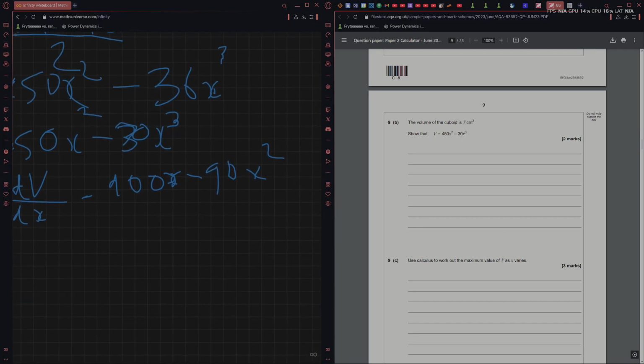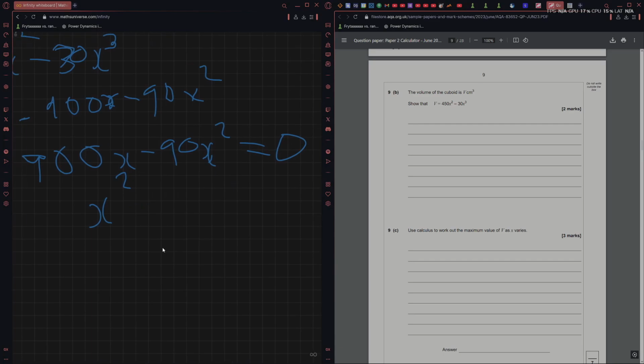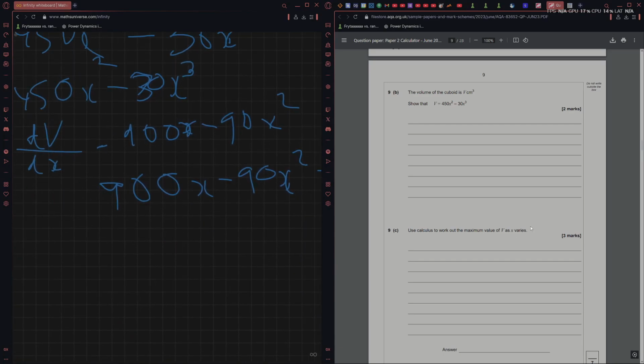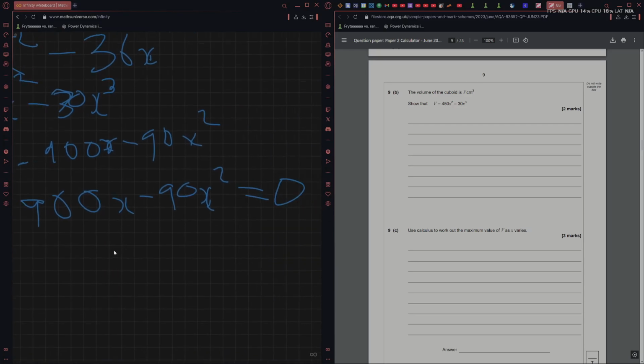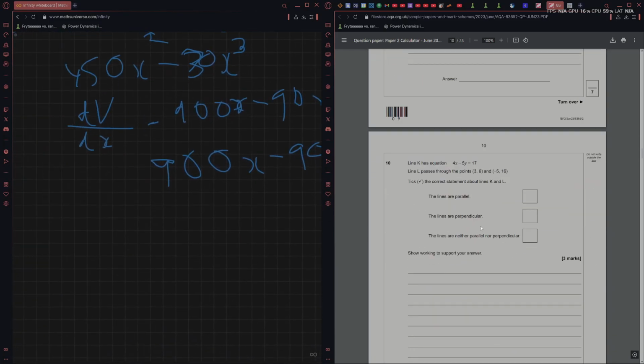Work out the maximum value of V as x varies. Right, I'm going to be completely honest, I have not done this in class, I have no clue what I'm doing here. But I know you have to find the derivative, so that's 2 marks. But the last mark is just, I don't know what you're supposed to do. So let's just move on.